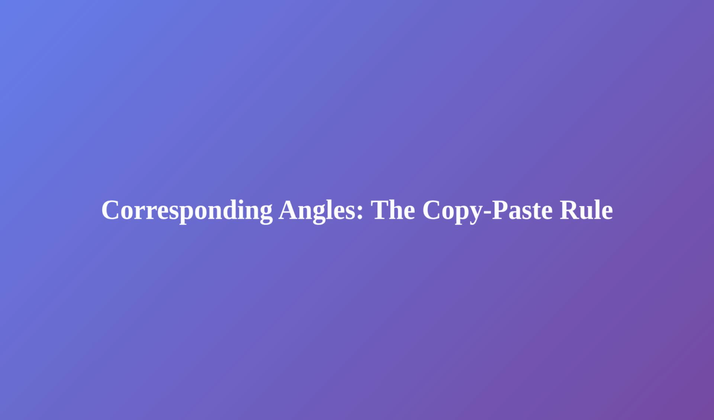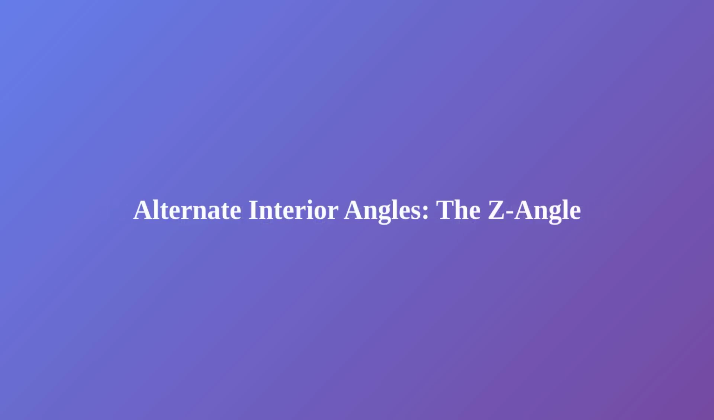Think of it like copy-paste in a document. The top intersection's angles just get copied down to the bottom. This one rule alone gives Maya 4 more angles instantly. Ready for the coolest nickname in geometry? Meet the Z-angle. Alternate interior angles sit between the 2 parallel lines, but on opposite sides of the transversal. If you trace them, they make a Z shape, or a backward Z.